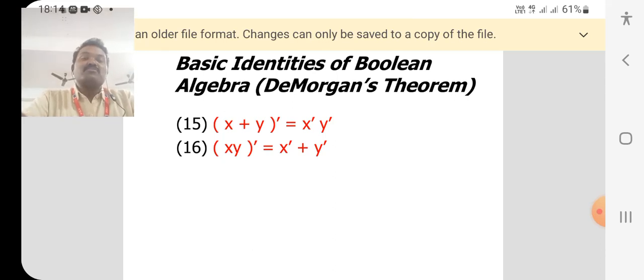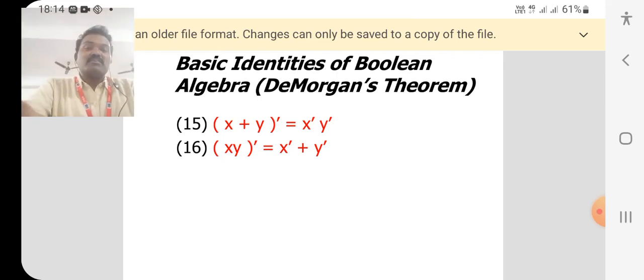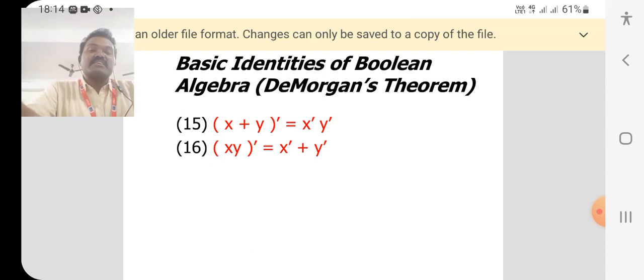0 bar, what is the 0 bar value? 1. Then y bar value is 1. 1 dot 1, the answer will be 1. So the left hand side and right hand side give the same value. This is De Morgan's theorem 1. So the left side is an addition and the right side is a multiplication. X plus y the whole bar is equal to x bar dot y bar. Then the second law, De Morgan's theorem second law, xy the whole bar is equal to x bar plus y bar.